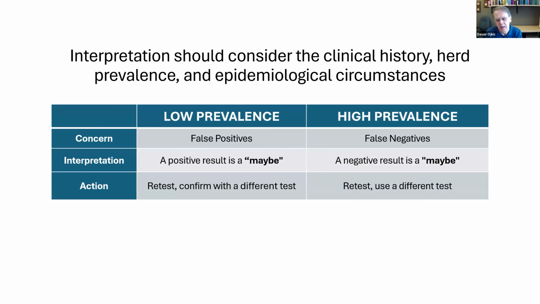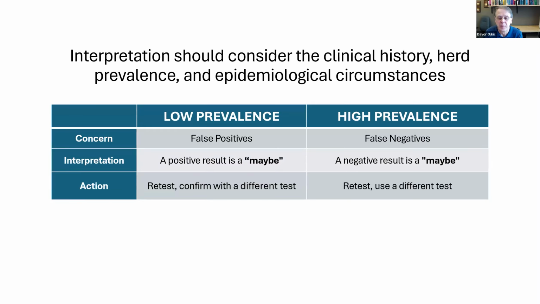So what can we do? I do occasionally get phone calls about those unexpected and confusing reactors. And generally speaking, it's primarily because of situations with low prevalence testing, when the positive result is a maybe, so to say, in some situations. And the best thing to do is to wait, retest, or confirm with different tests.